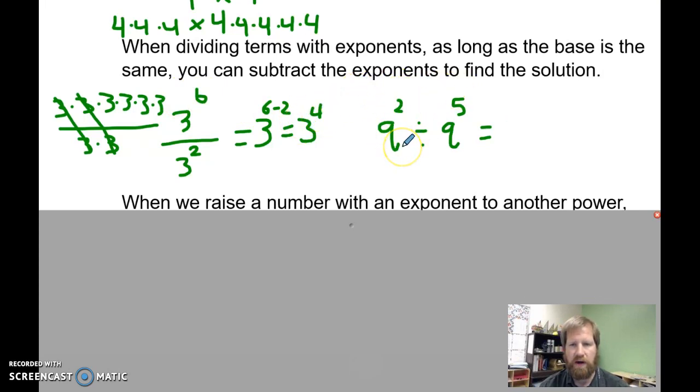Same thing with variables. Q to the 2nd divided by Q to the 5th. Keep in mind, if you are given the division symbol, that means this one is going to be on the bottom, or this exponent is going to be second. So it's going to be Q to the 2 minus 5, or Q to the negative 3rd.